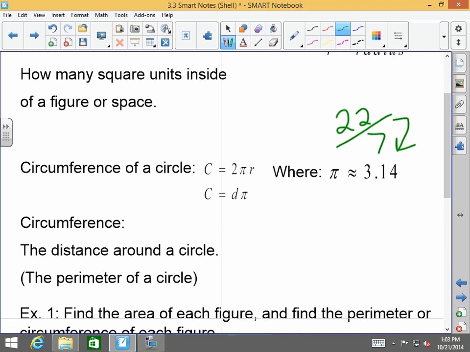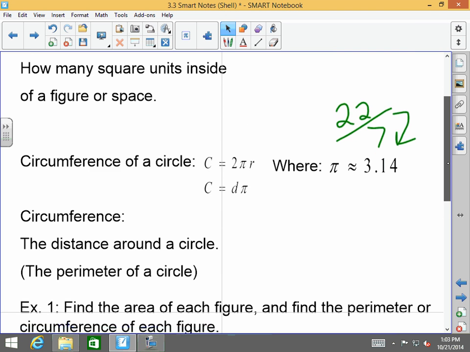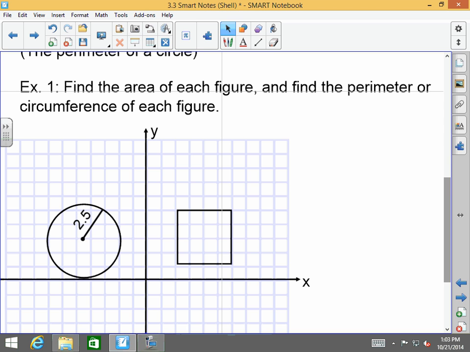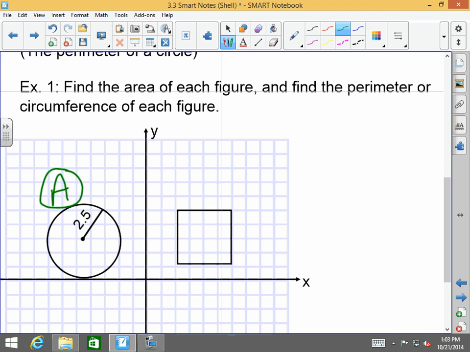Okay? So let's just do a couple little area ones, real easy. I want you to find the area of each figure and find the perimeter circumference of each figure. Okay, let's first find the area and circumference of the circle, which we'll call A. All right? So for A, my area equals pi r squared. So it'd be 2.5 squared times pi.